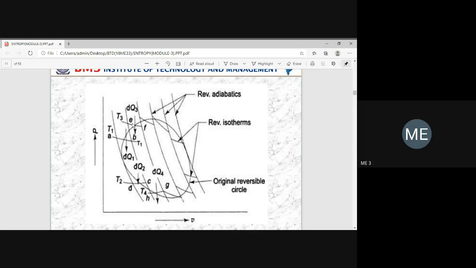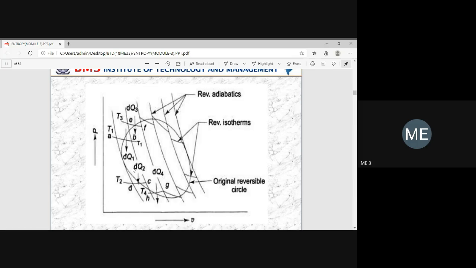You can name another E, F, G, H like that. ABCD is one such cycle which has four processes. AB is our reversible isothermal process in which dq1 is the heat added reversibly at constant temperature. Next, BC is the reversible adiabatic expansion, and then CD is the reversible isothermal compression, where the heat is rejected by an amount of dq2.